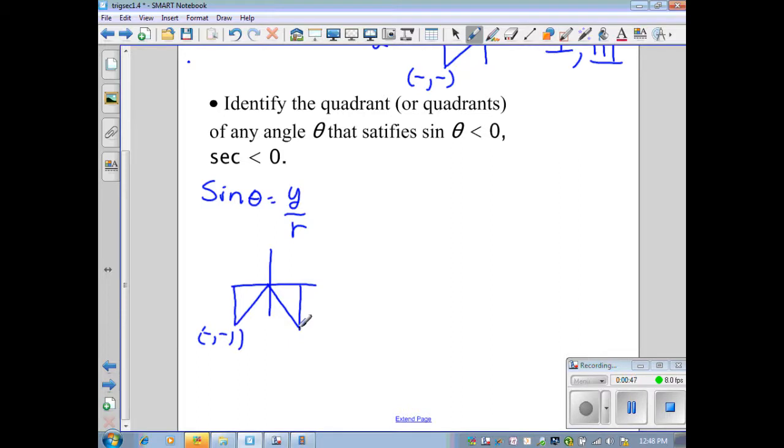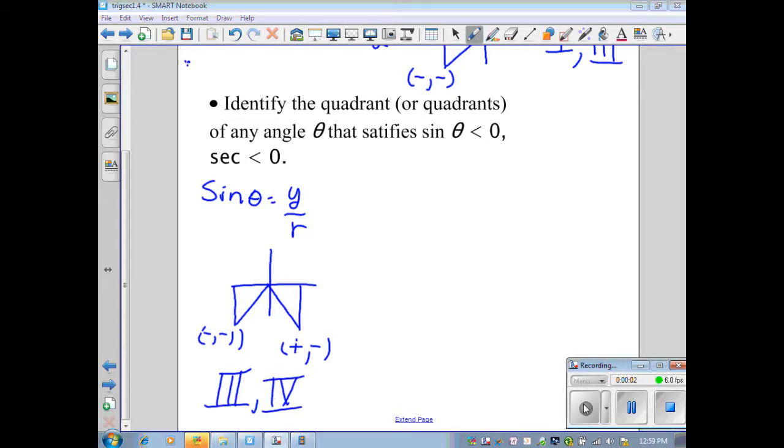Here, a point on my terminal side is going to have an associated x value that is positive, but a y value that is negative. And this will give me a sine theta that has a negative y over a positive r, which represents sine theta being less than 0. So the two quadrants that satisfy sine theta less than 0 are going to be quadrant 3 and quadrant 4.